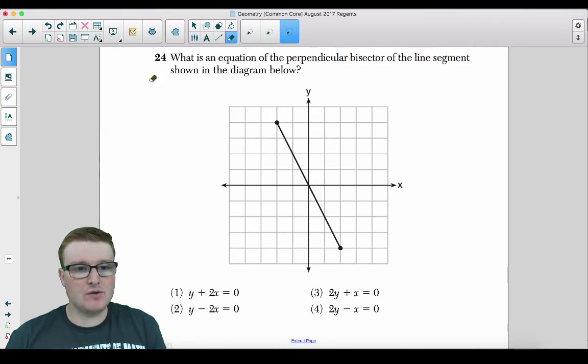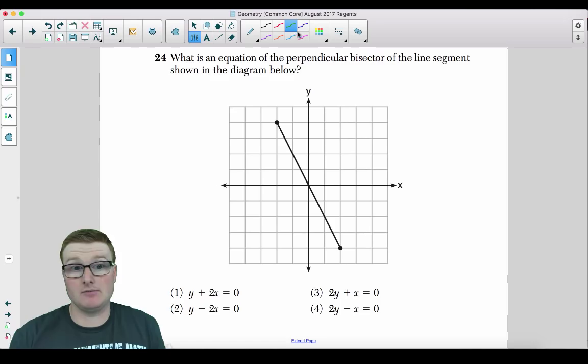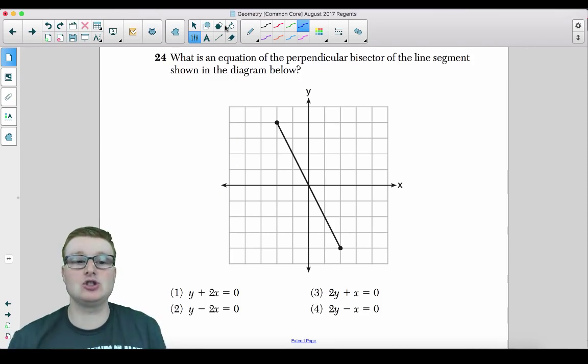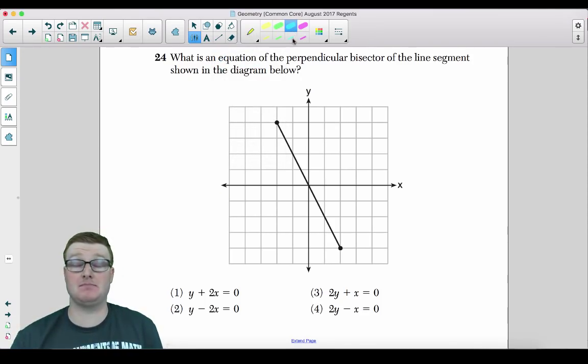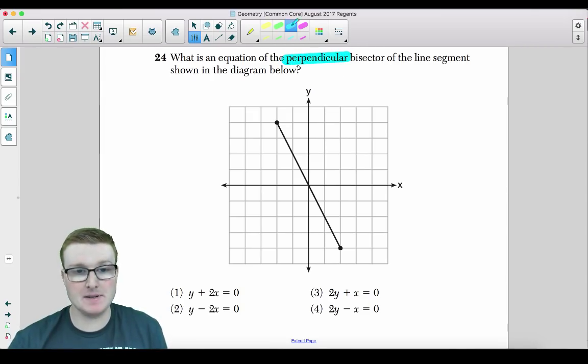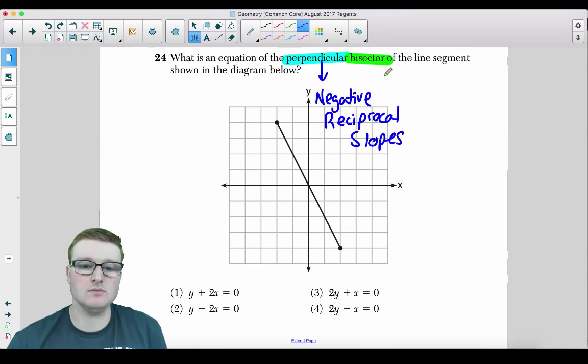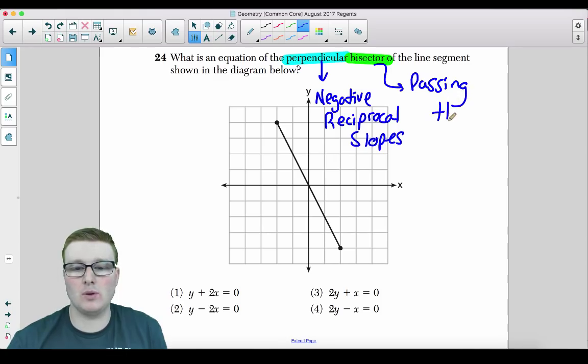Okay, now we're moving on to the last question of the multiple choice. Here we go. What is an equation of the perpendicular bisector of the line segment shown in the diagram below? Two words ring out, screaming at me: perpendicular bisector. Perpendicular in terms of slopes means negative reciprocal slopes. A bisector means passing through the midpoint.